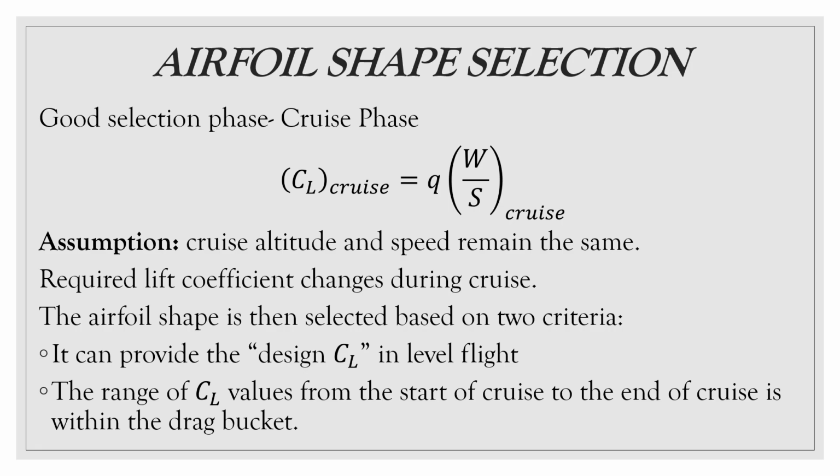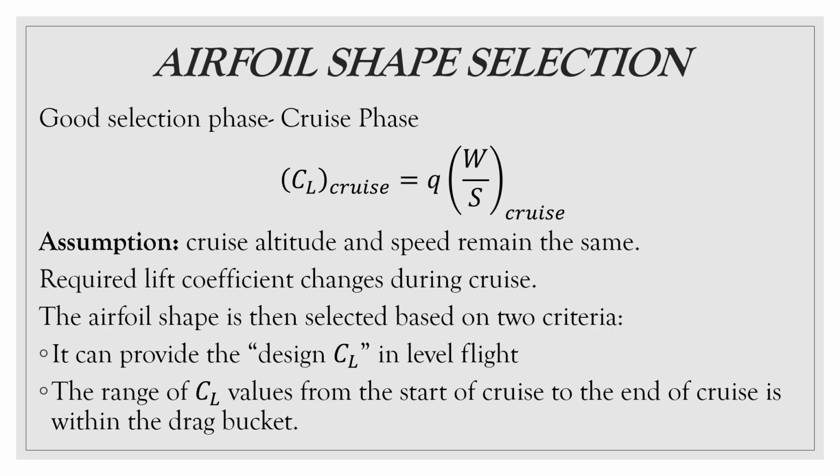At this point of time, with long range aircraft, the weight of the aircraft can change significantly from the start of cruise to the end of the cruise. So we assume that the cruise altitude and speed remain the same. This means that the required lift coefficient changes during cruise. The average of the required lift coefficient during cruise is referred to as design CL.